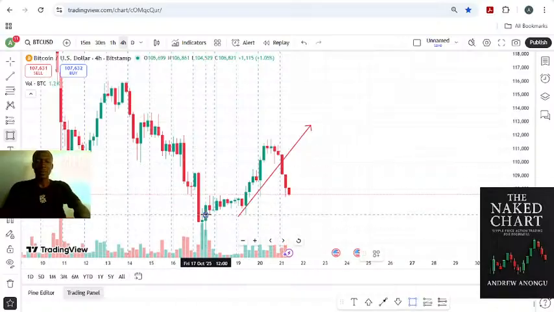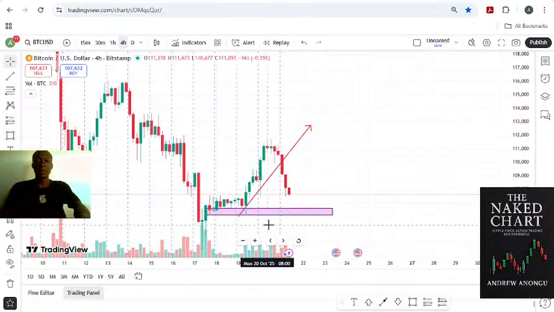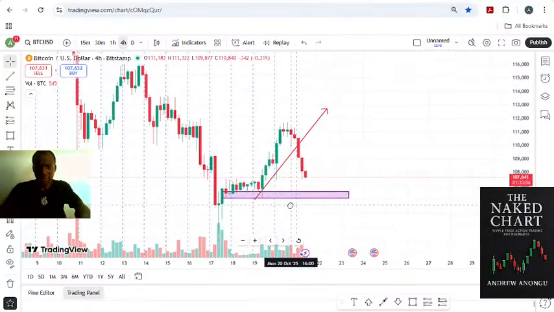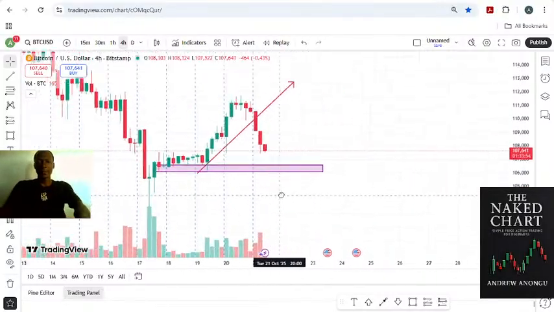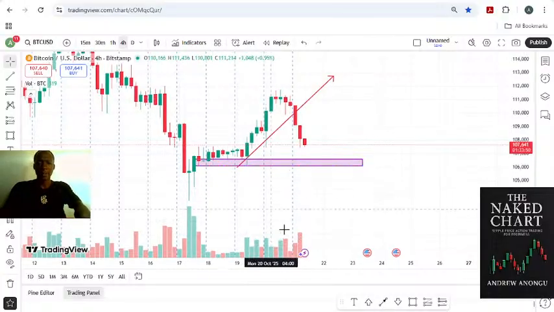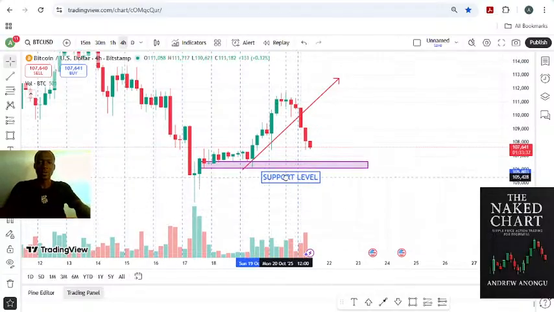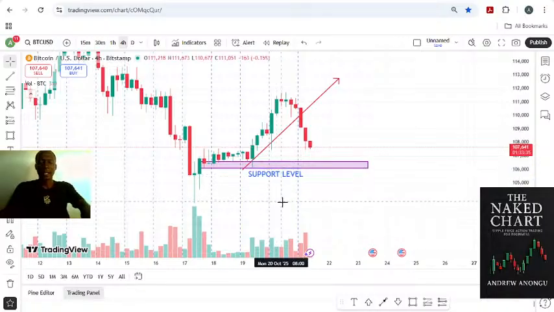You can see this becomes our support level in the market. Price struggled to break below this level for some time. So this is the level we are going to be working with. This is our support. Let's label it so that you guys understand this. So this is our support level in the market. We expect price to hold at this level for price to reverse once price gets to that level.